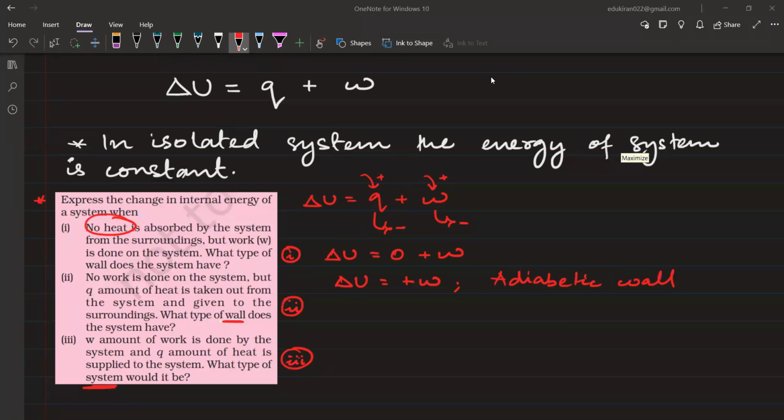सेकंड वन में नो, that is wrong. No work is done but heat is taken out of the system. देखिए, हीट टेकन आउट, हीट का एक्सचेंज हो रहा है, तो कौन सा सिस्टम, कौन सा वॉल होगा वहां पे? Try to think in those terms.